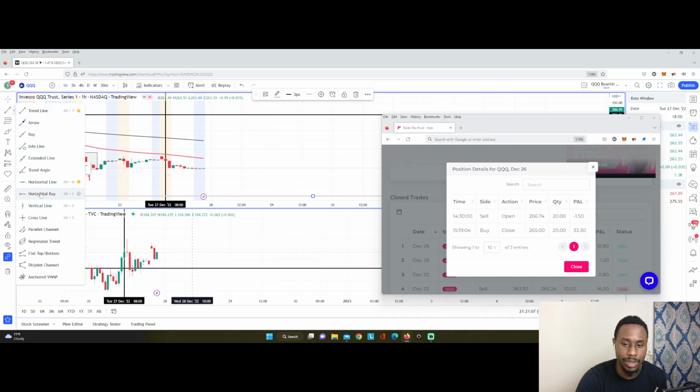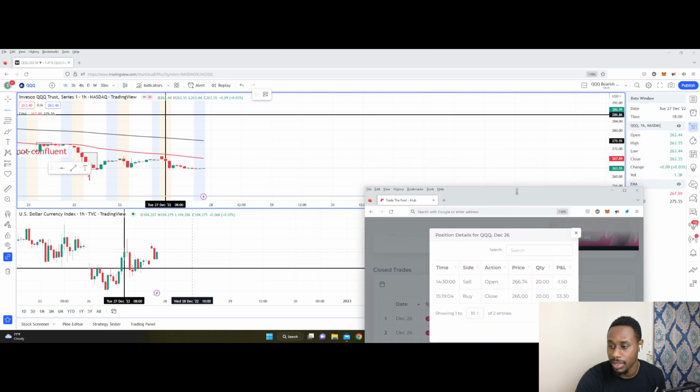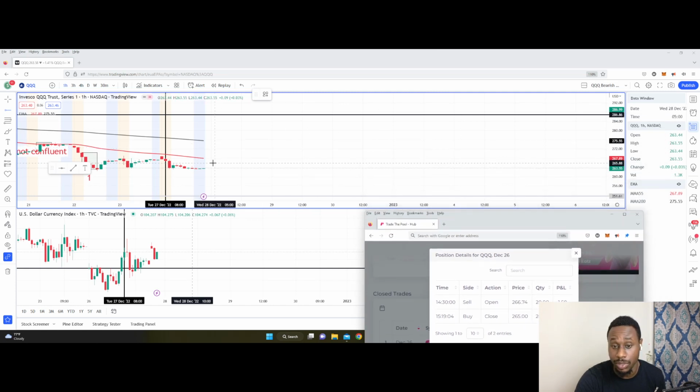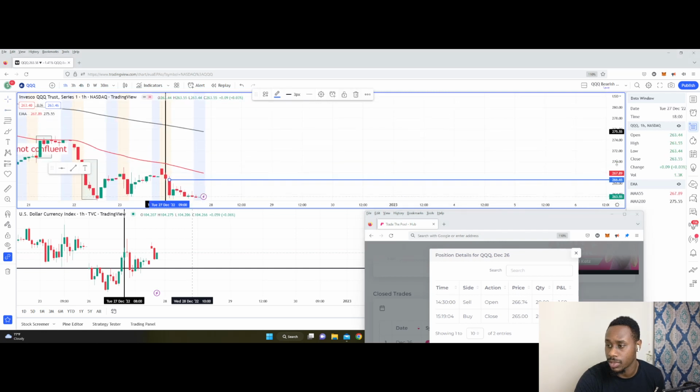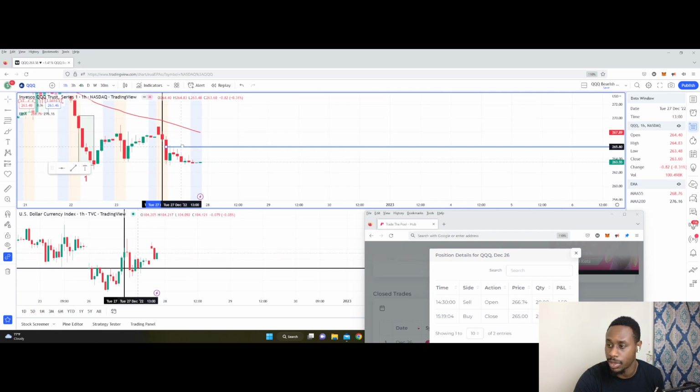So I'm going to use a purple line for the entry. I entered on the 9 o'clock candle at 26674. I'm going to have to extend this line. 26674, and this is on the QQQ, the Nasdaq 100.